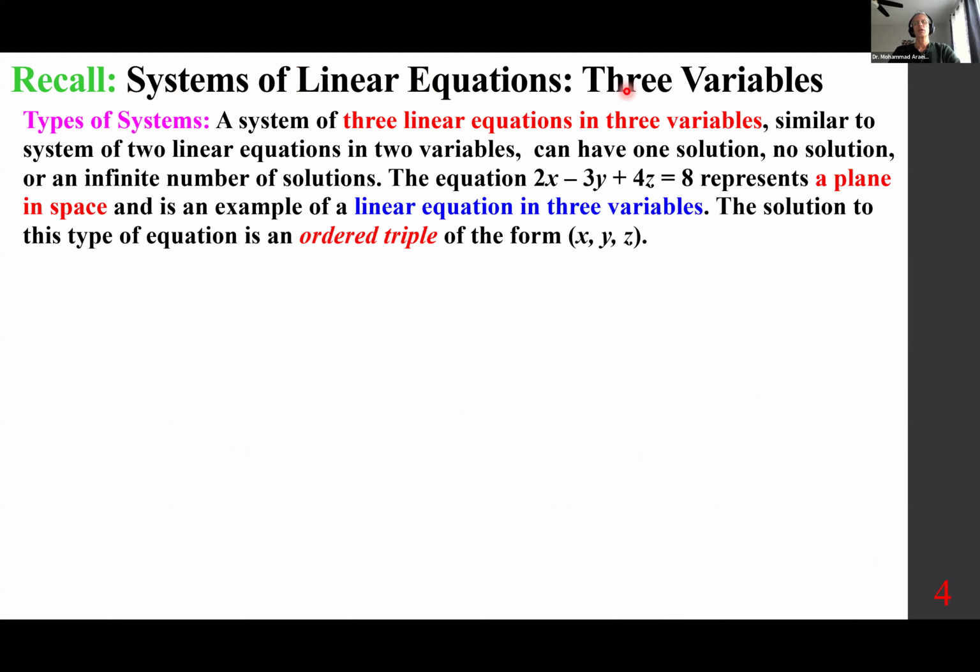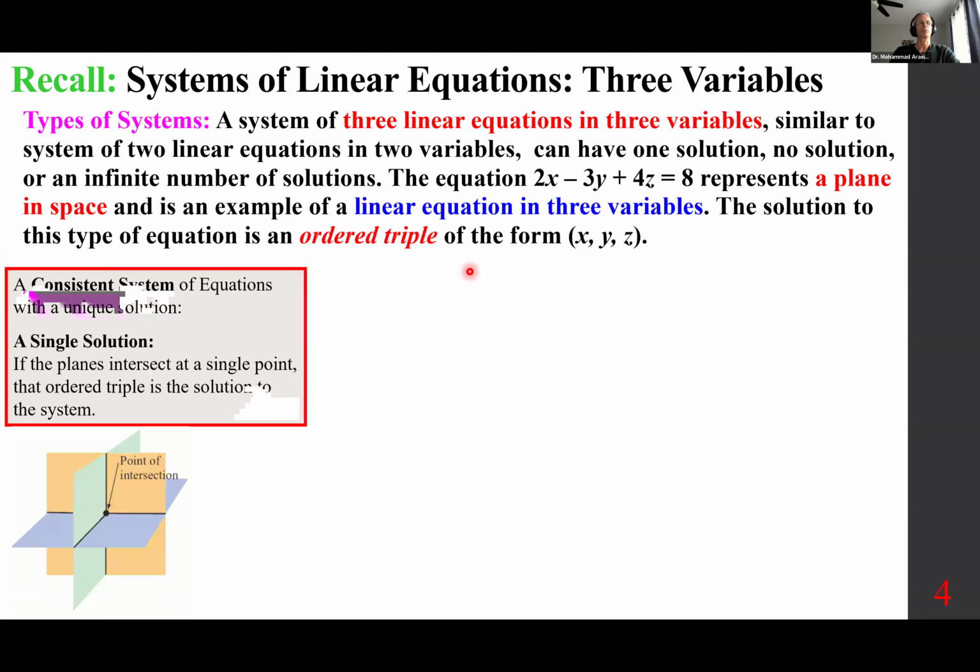System of linear equations, 3 variables. Types of system. A system of 3 linear equations in 3 variables, similar to a system of 2 linear equations in 2 variables, can have 1 solution, no solution, or an infinite number of solutions. The equation 2x minus 3y plus 4z equals 8 represents a plane in space as an example and is an example of a linear equation in 3 variables. The solution to this type of equation is an ordered triple of the form x, y, z.